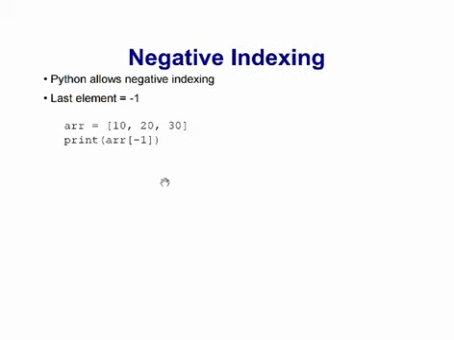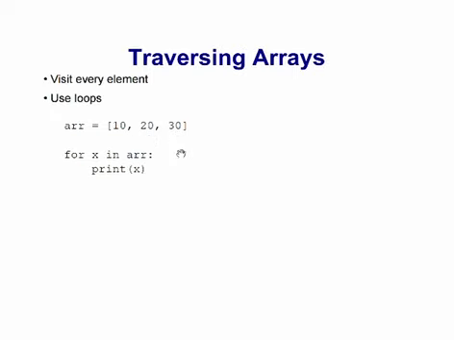And next we are moving to negative indexing. Python also supports negative indexing. Negative indexing starts from the end of the array. See, positive indexing starts from 0, right? That is from left to right. But negative indexing always starts from the end, that is right to left, which is -1. If I say print array -1, what will be printed? 30 will be printed.